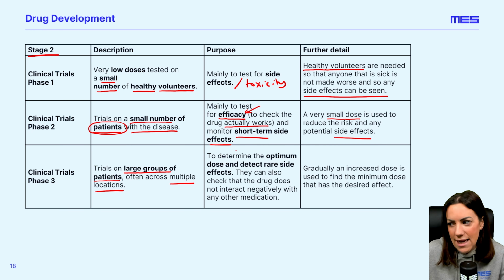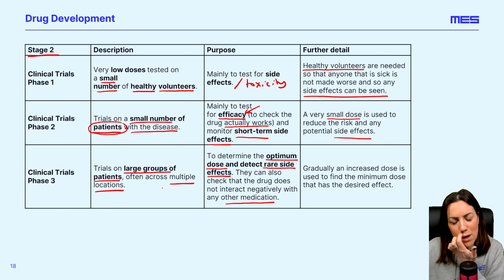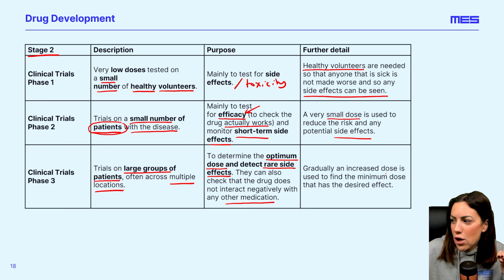The drug is not toxic, but we can use this stage to determine the optimum dose, what is the best dosage to use, and carry on monitoring side effects just to check there are no rare side effects that might show up in certain individuals only. We can also check that the drug does not interact with any other medications, because some of the patients in this group, because it's such a large number of patients, might be taking other medication, and we need to know that the drug is okay to take with other medication, or should it be avoided if you're on that medication already.